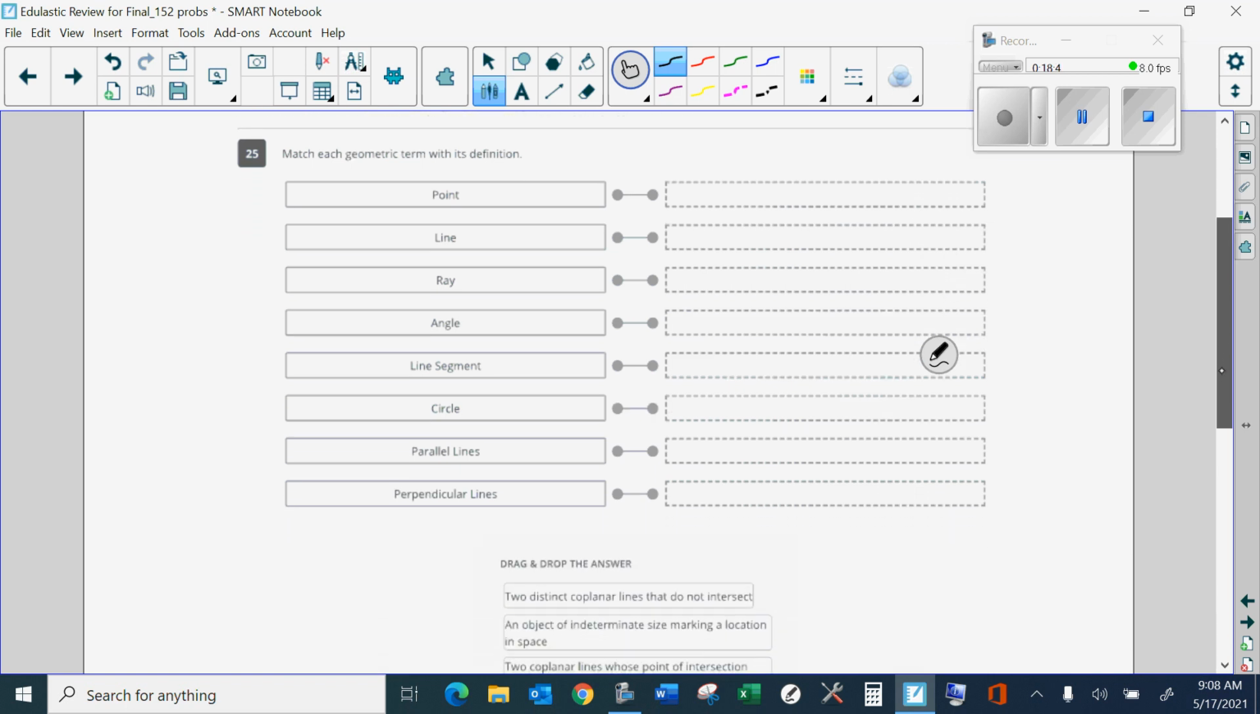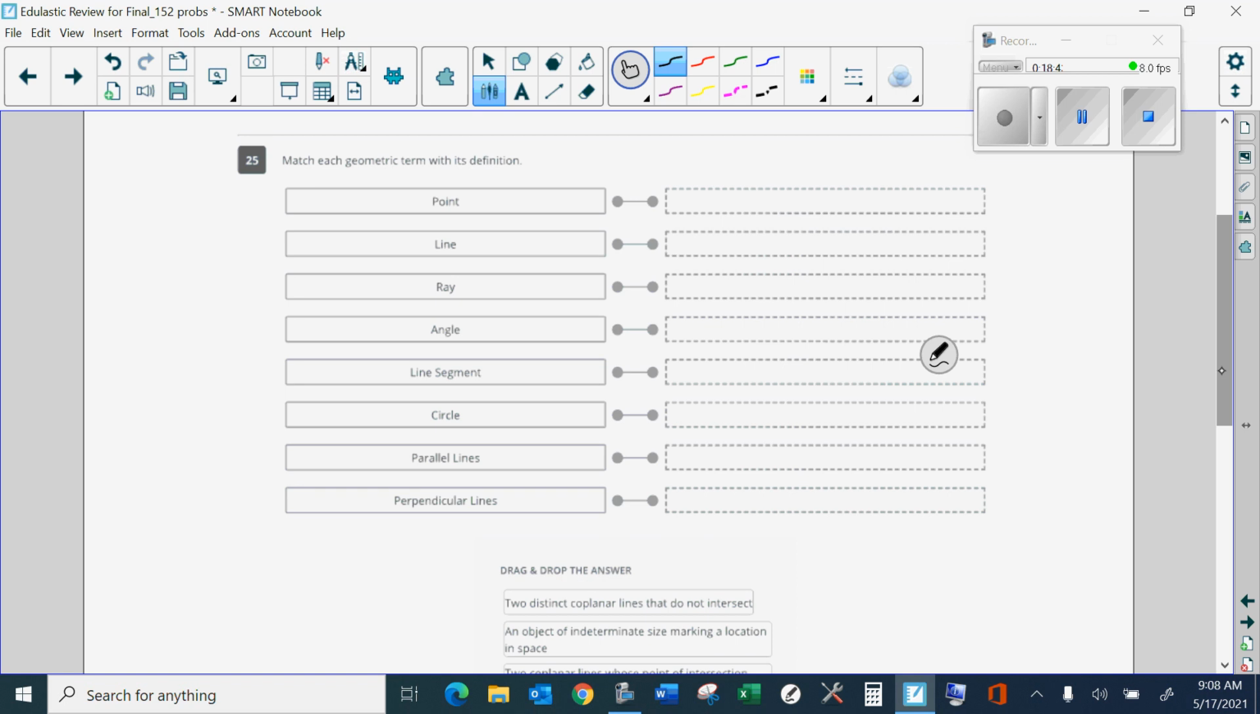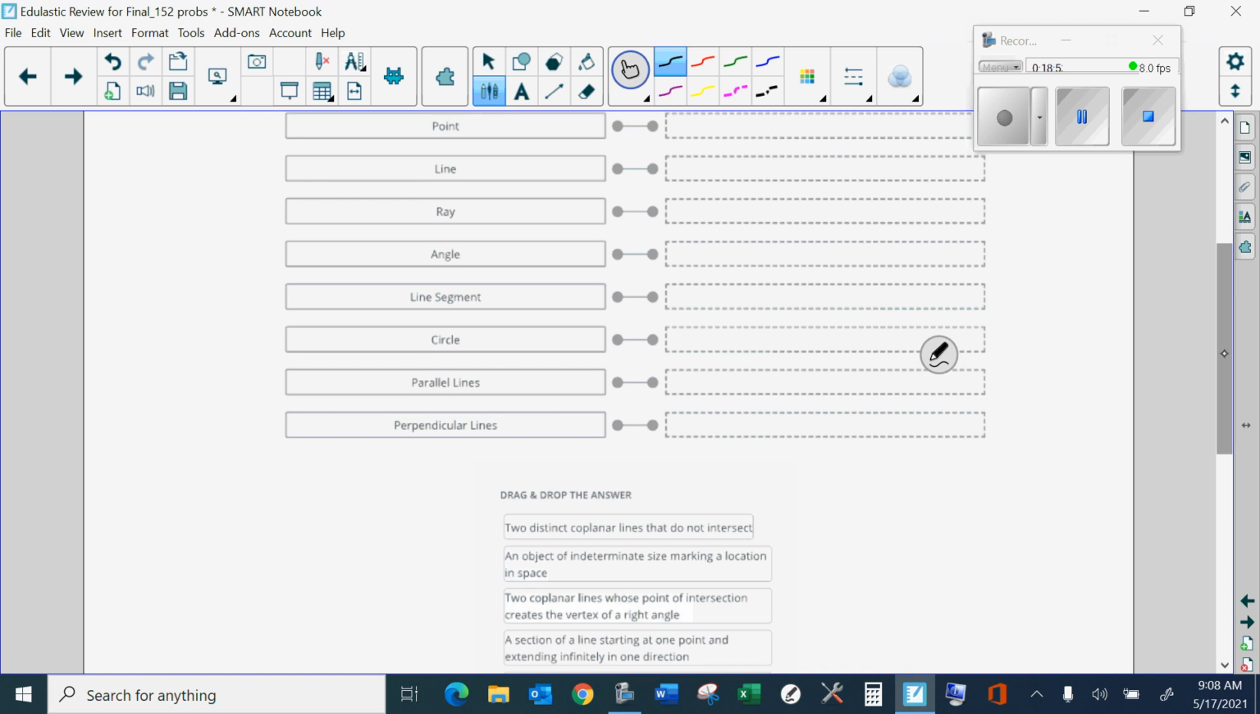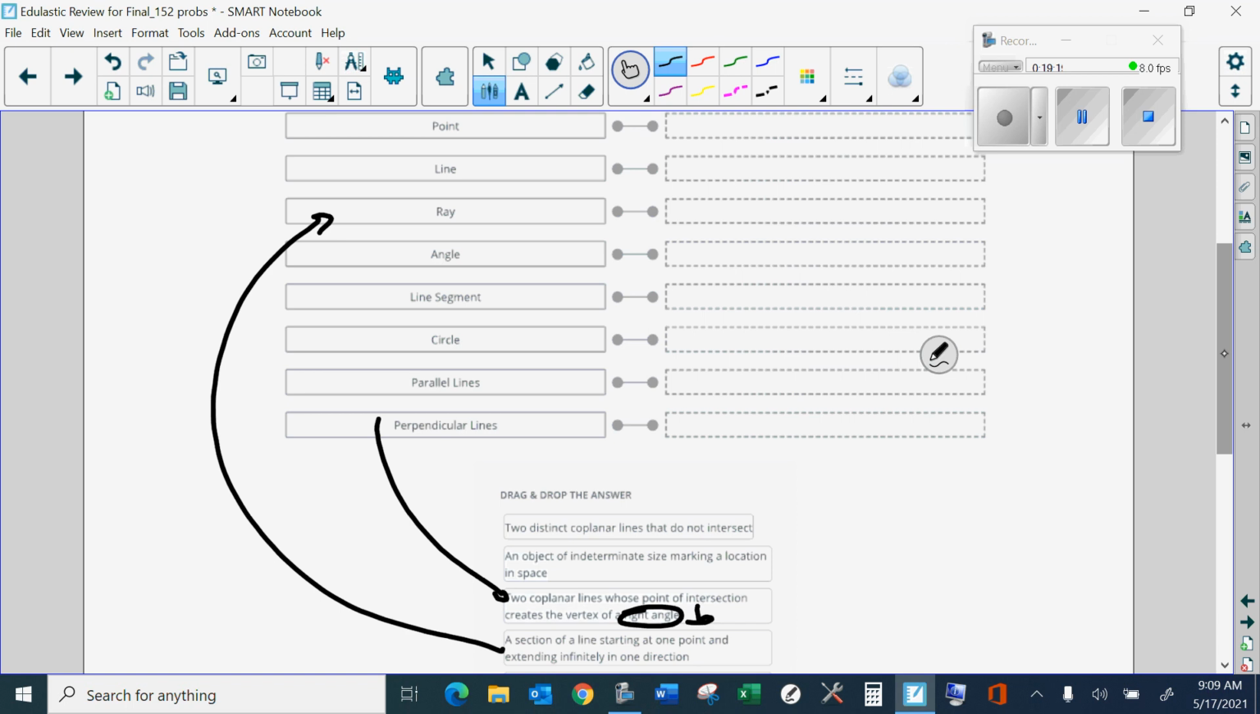Match each geometric term with its definition. Okay. So let's see how far we can go down here. A section of a line starting at one point and extending infinitely in one direction. That is a ray. Two coplanar lines, remember coplanar means the same plane, whose point of intersection creates the vertex of a right angle. That'd be perpendicular lines. Okay, right angle, another word is perpendicular.